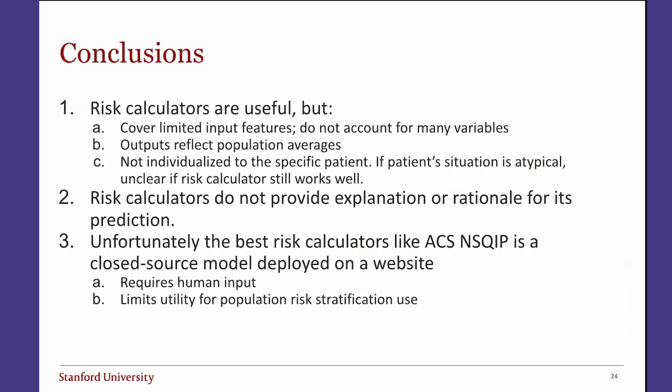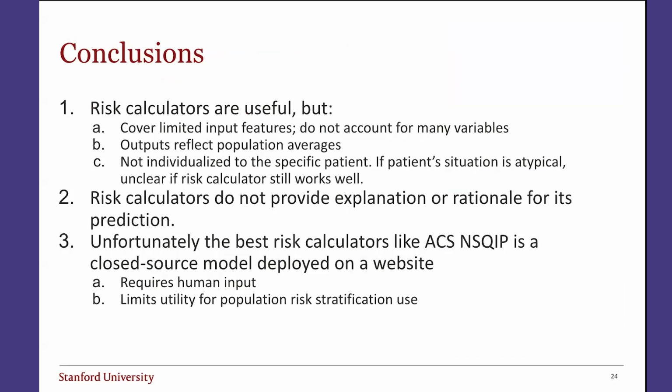So the high-level conclusions from this section I want you to take away is that risk calculators exist, they're useful, but there are a lot of issues and limitations with them. They don't account for many variables. The outputs really reflect population averages, and they're not tailored to specific individual patients. If a patient's situation is atypical, then it's not really clear to me if the risk that is predicted is still applicable to that patient.